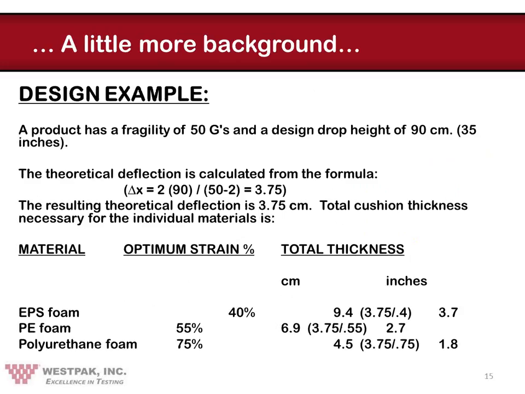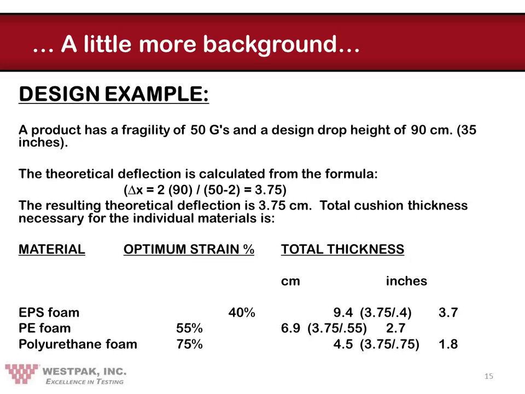Okay, here's the design example. Suppose that we're trying to achieve a 50G response from a design drop height of 35 inches or 90 centimeters. So in this particular case, going through the formula, we see that our delta x, which is our deflection, winds up being about 3.75 centimeters.